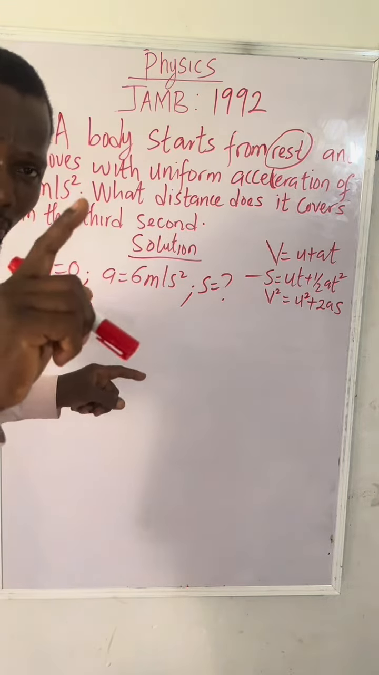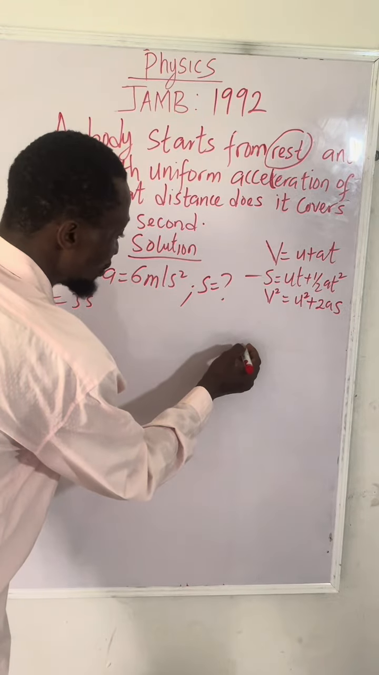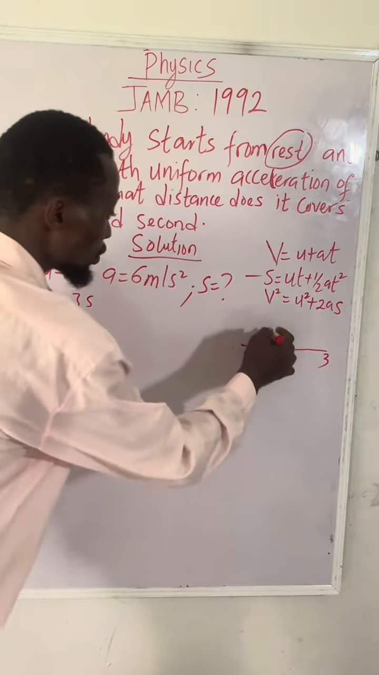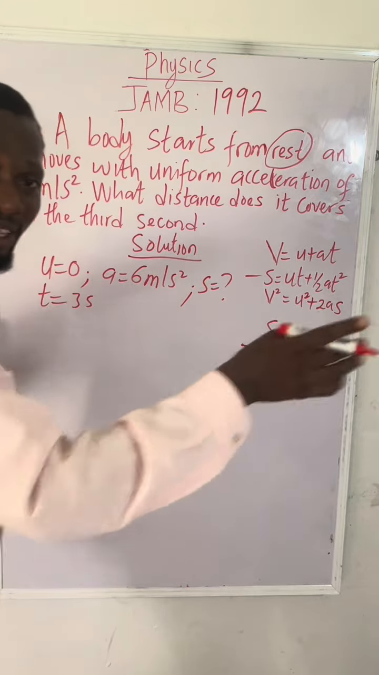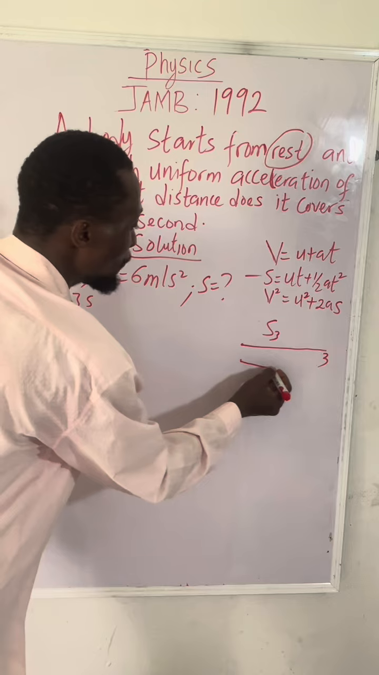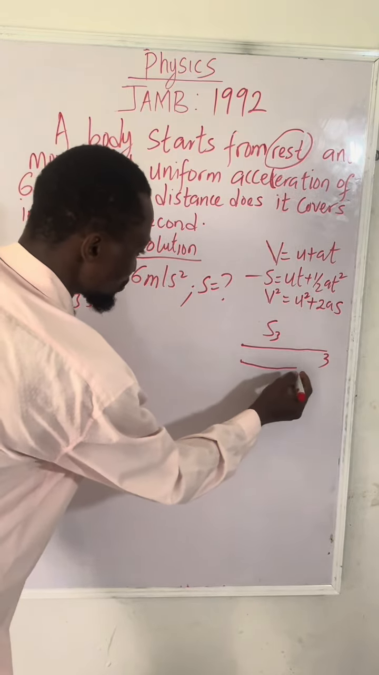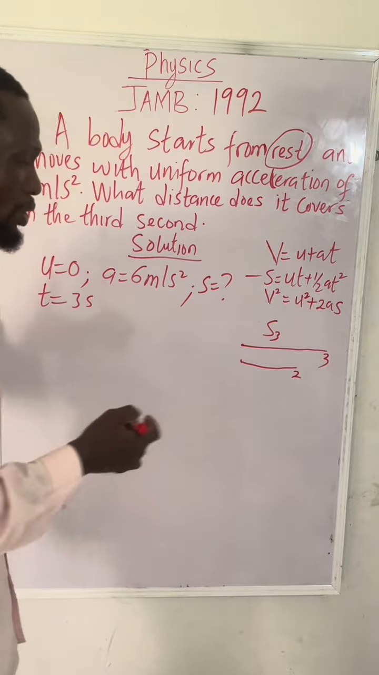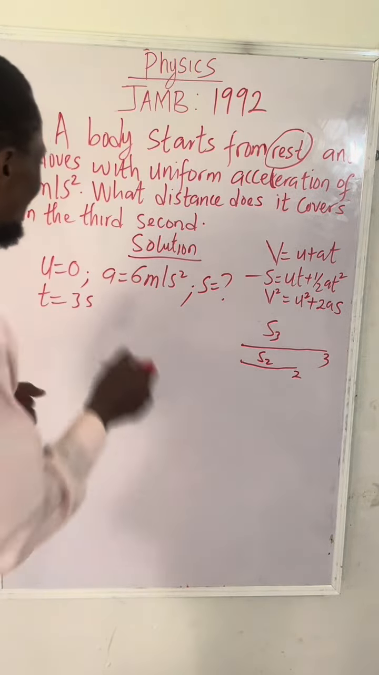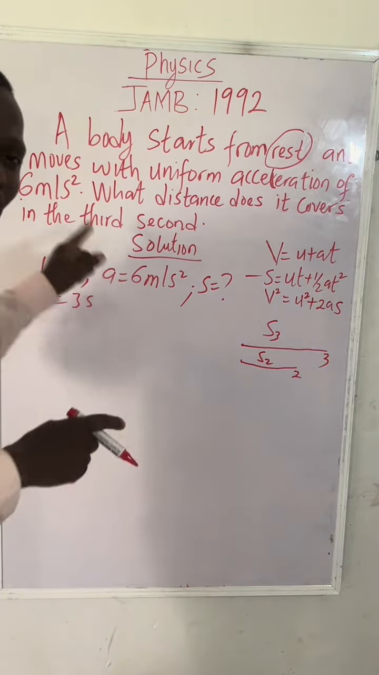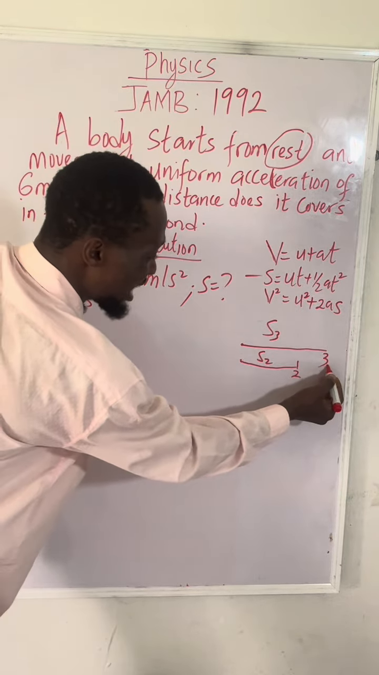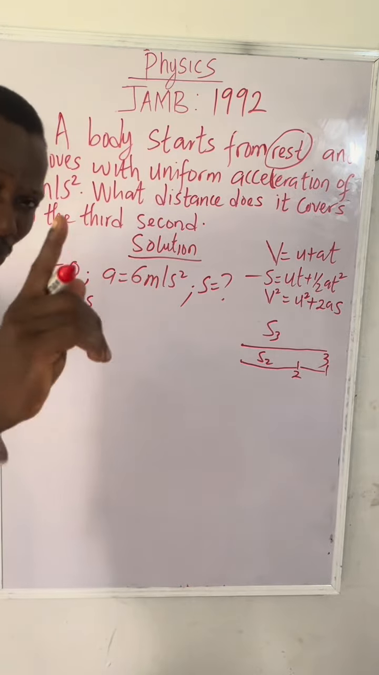Imagine something starts from 0 here, at this point, and moves for 3 seconds. So this is the distance covered for the whole of the 3 seconds. Now, if the same thing moves from here and moves for just 2 seconds, this is the distance it covers for the whole of the 2 seconds. The question is now asking, what is the distance covered in the third second? Meaning that between these 2 and 3, that is the distance it moves in the third second, and that's what we are looking for.